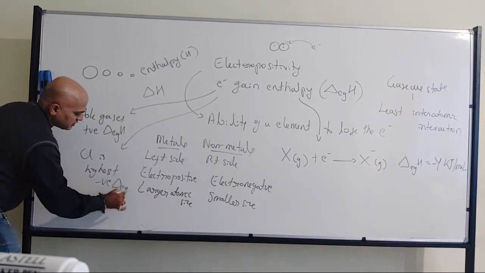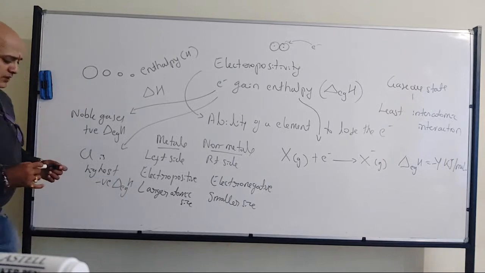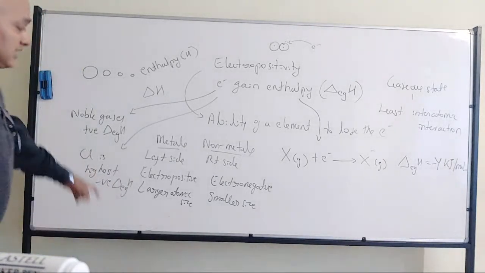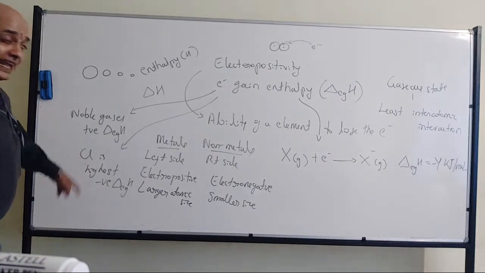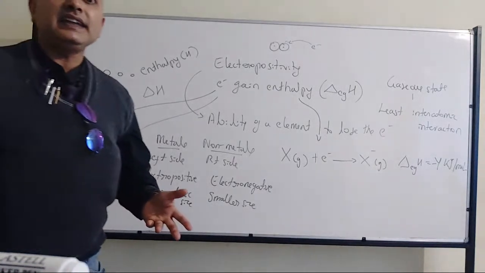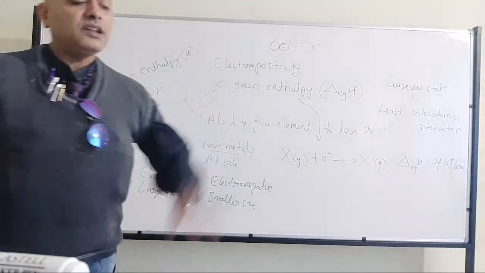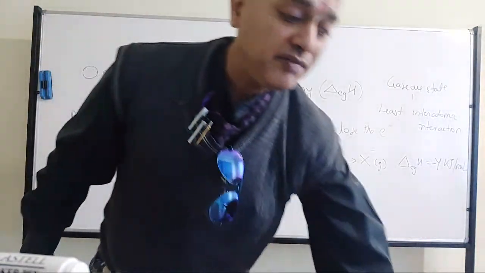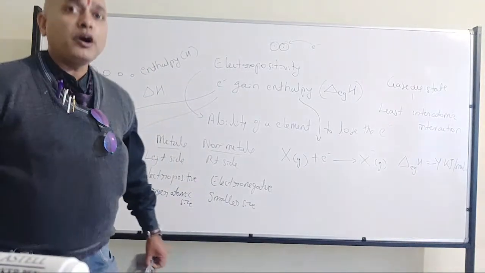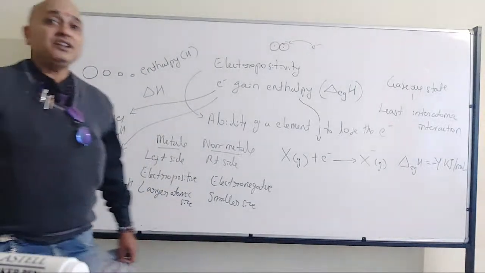negative electron gain enthalpy. What do you mean by that? Highest negative electron gain enthalpy means chlorine is the one which can accept the electron easily. In general, if you want to tell, halogens will dominate with the highest negative value.